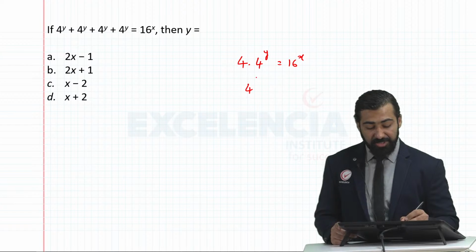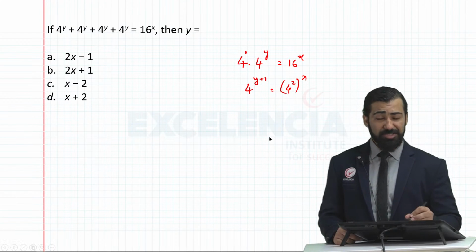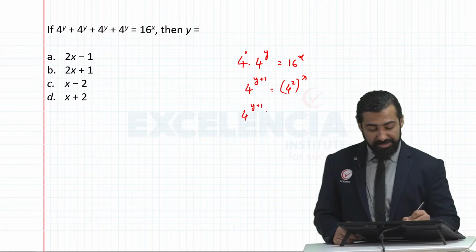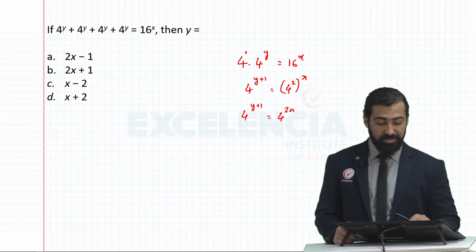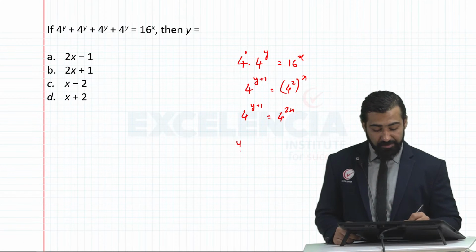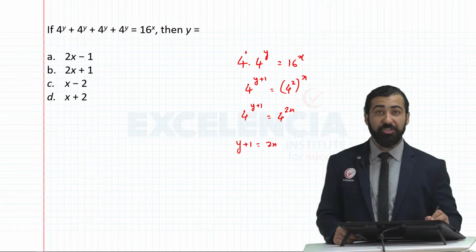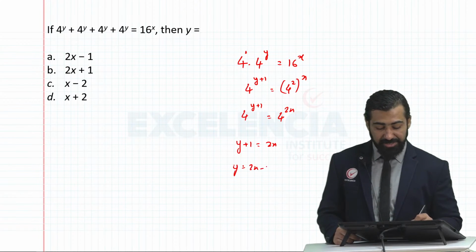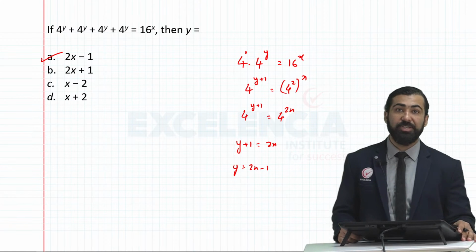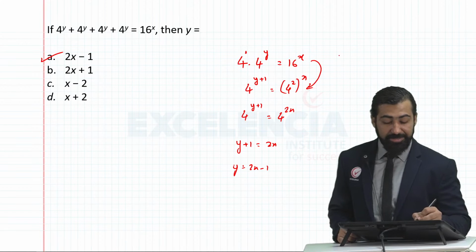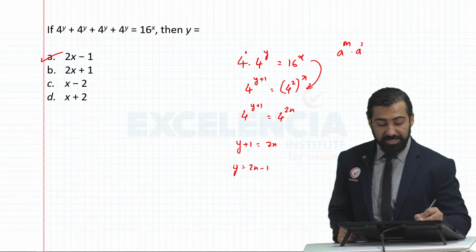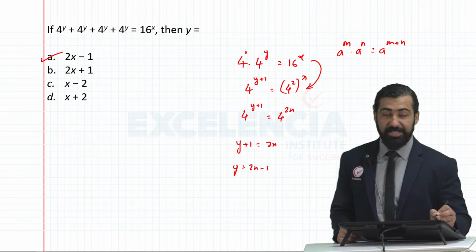So I get 4 to the power 1 plus y is 4 squared to the power x. So I get 4 to the power y plus 1 is equal to 4 to the power 2x. Since the bases are the same, I can compare the powers. So I get y plus 1 is equal to 2x. Y becomes 2x minus 1, which is my option A. The property that I've used from this step to this step is a to the power m times a to the power n is a to the power m plus n.